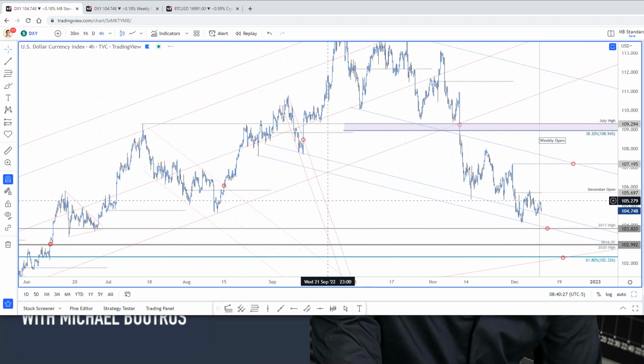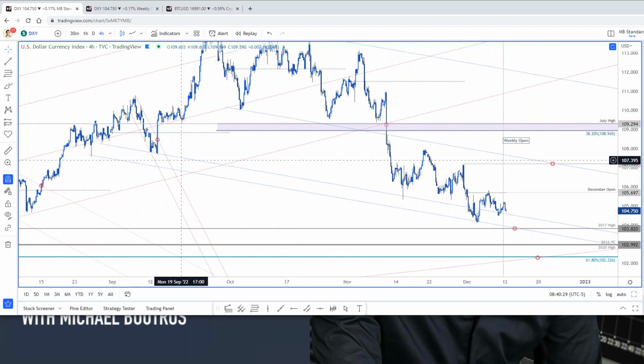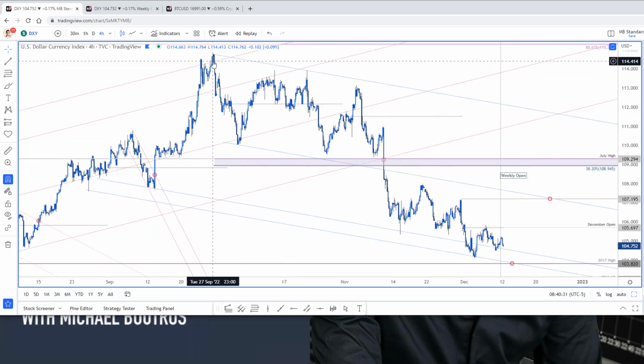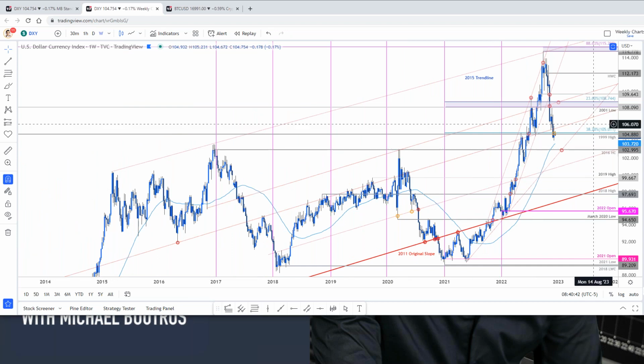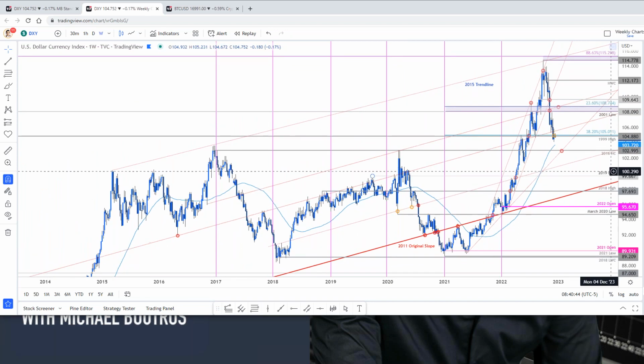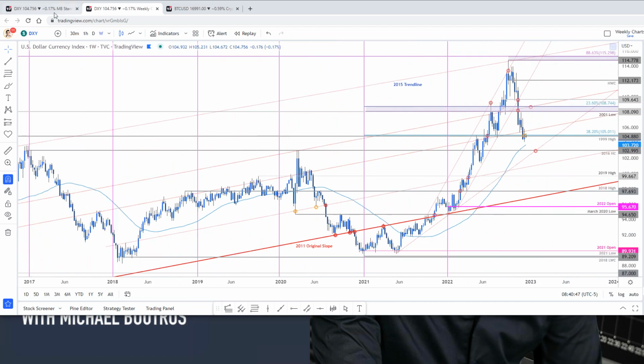Here's the intraday. Same slopes in red. Here are the blue slopes off the highs from last month. This is the September high. So 1, 2, and again, 3, 4. And on the daily chart, Ted, nothing's different. That's the same slope we've been looking at for a few years now.